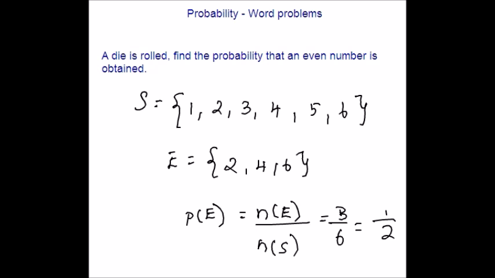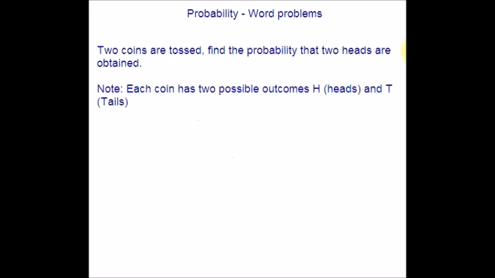Okay, now let us move on to the second example. Please read the given example. 2 coins are tossed. Find the probability that 2 heads are obtained. We know that each coin has 2 possible outcomes, either head or tail. As usual, we are going to list out the sample space. The sample space S is given by, so in a coin there are 2 sides. So if you are going to toss 2 coins, there are 4 possible outcomes.